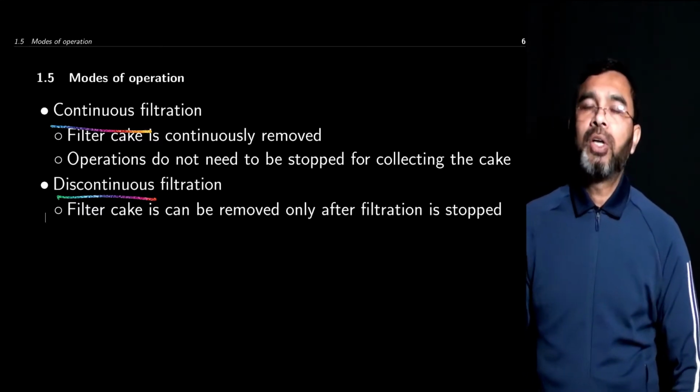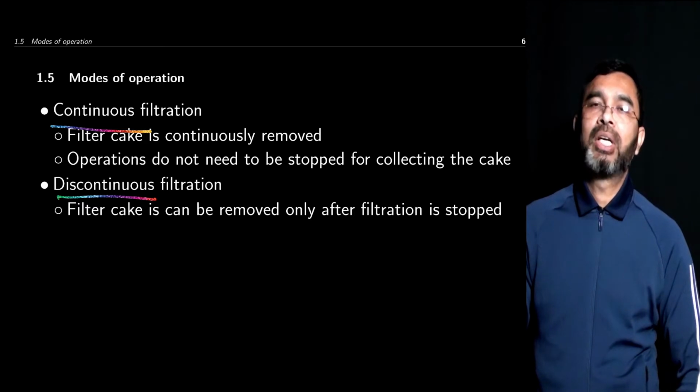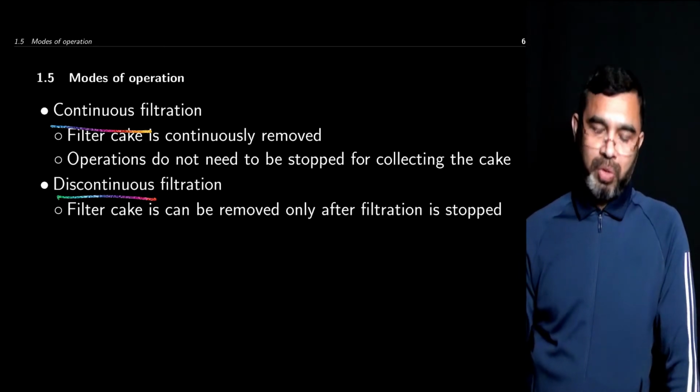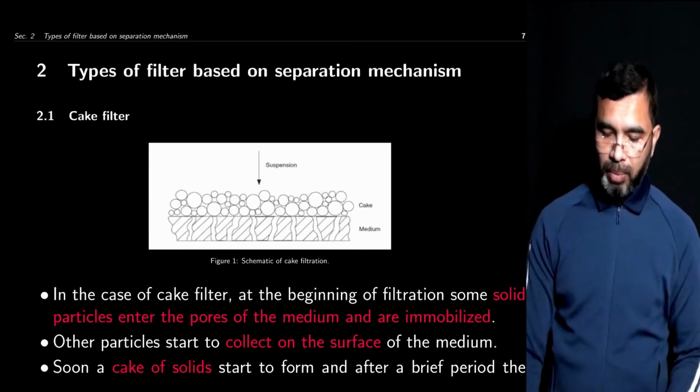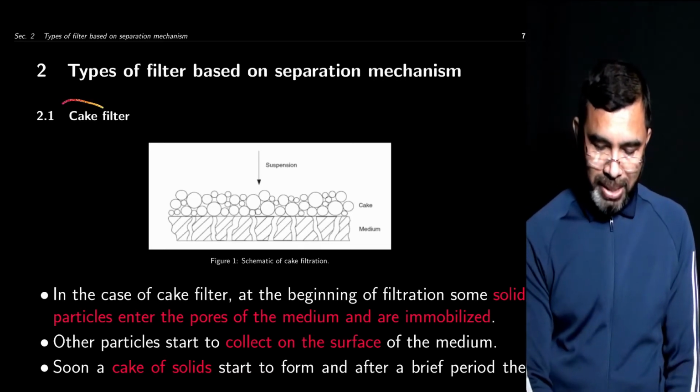On the other hand, for a continuous operation, the slurry is continuously fed to the system, the materials are removed continuously from the filter surface, and the operation is continued without stopping the filtration process. Now, based on the separation mechanism, the filtration process can be different. The first one is called cake filter.